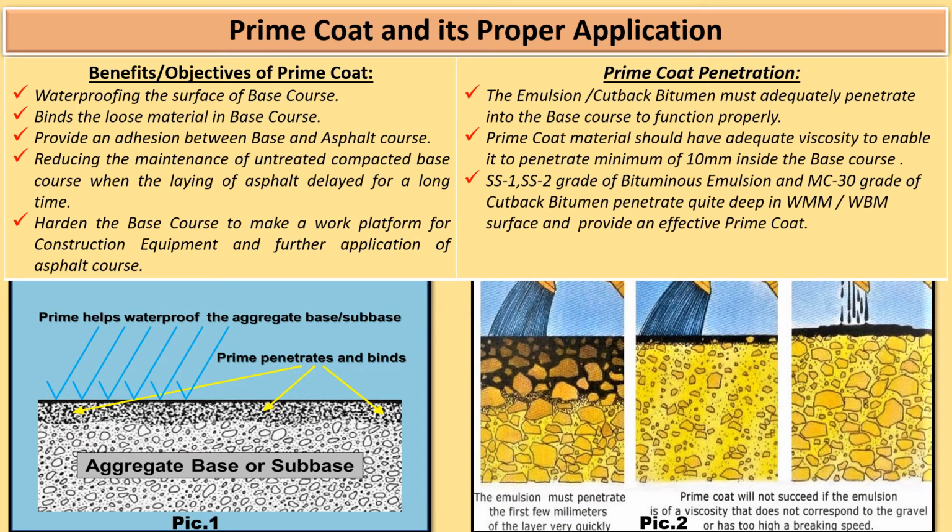Coming to the process of prime coat penetration, the emulsion or cutback bitumen must adequately penetrate into the base course to function properly. It should have adequate viscosity to enable it to penetrate a minimum of 10 mm inside the base course. Slow setting 1 and slow setting 2 grades of bitumen emulsion and medium curing 30 grade of cutback bitumen penetrate quite deep into the wet mix macadam and the waterbound macadam road surface and provide an effective prime coat.